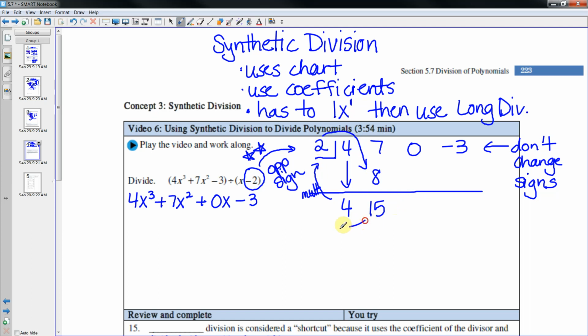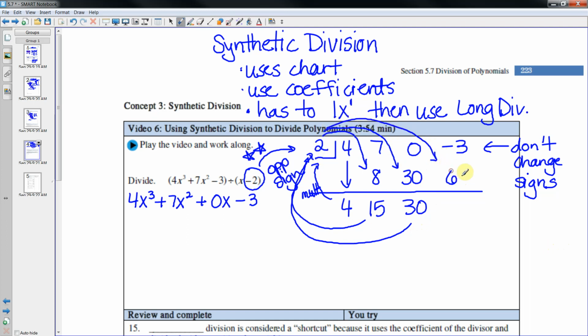Start over. Multiply 15 times 2. That gets me 30. 30 goes under the next number, which is 0. 0 plus 30 is 30. Start again. 30 times 2 is 60. 60 goes under the last number. -3 plus 60 is 57. Okay, so that is my remainder. We'll take care of him when we write our answer.